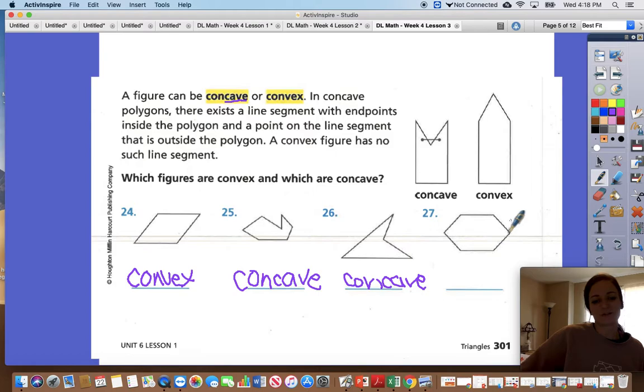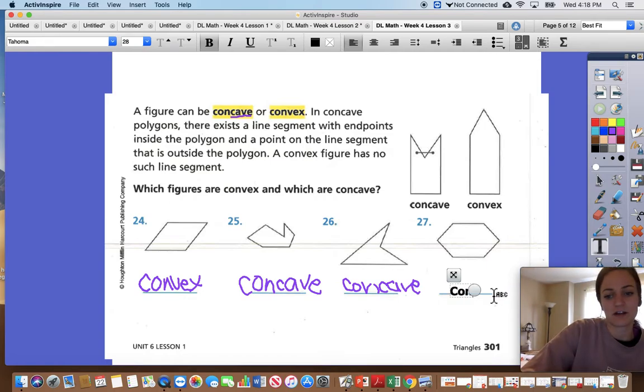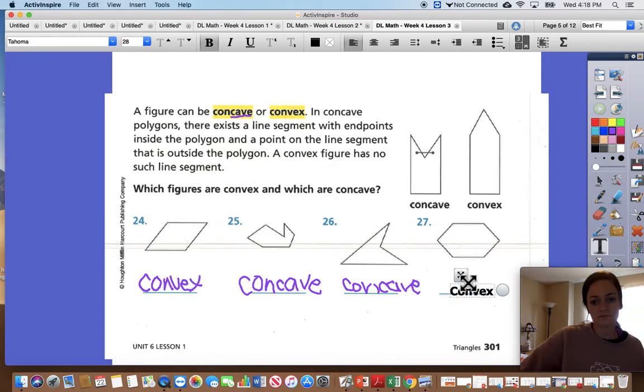And then the next one, last one. It is convex, right? None of the lines go in on itself. Okay, so it's convex. Hopefully that makes sense. Think about some shapes that you see regularly and if they're concave or convex.